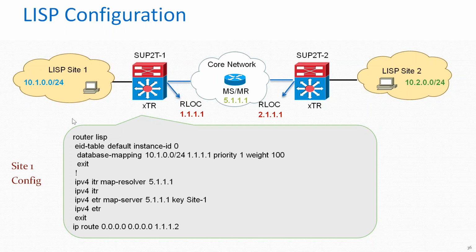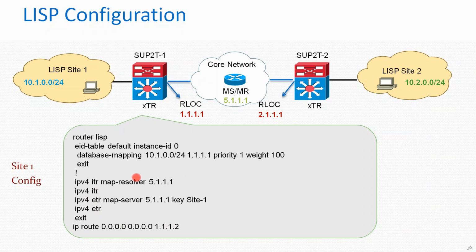So what is the configuration for the xTR, either the ITR or ETR? It's very similar to what we do for any routing protocol. We go inside the router, say lisp. You can give the endpoint identification table default instance ID 0. If you're not giving this, by default it will take instance ID 0. Then database mapping. This is my site prefix. I'm mapping this to the router locator, that is 111. Priority and weight we can give. Then my ITR configuration. ITR is mapped to the map resolver here in the MSMR, that is 5111. Then ipv4 itr. Likewise, my ETR is going towards the map server, the same address, and I am giving the key as site 1. Then ipv4 etr. So this is the complete configuration for the xTR with respect to ITR and ETR, and then finally a default route pointing towards the gateway.